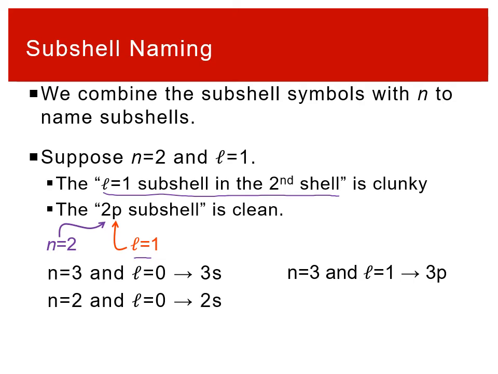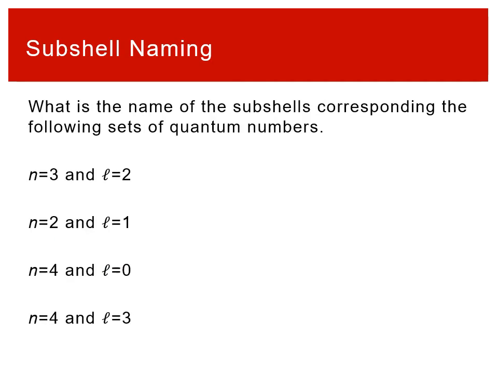N equals 2 and L equals 0 is 2s. One of the things you'll note is that when we have that L equals 0, it's always S. That letter always has the same interpretation for the L quantum number, independent of the number in front of it, that N quantum number, which is the shell. So there's always S subshells in any given shell. It doesn't matter which one you're in.